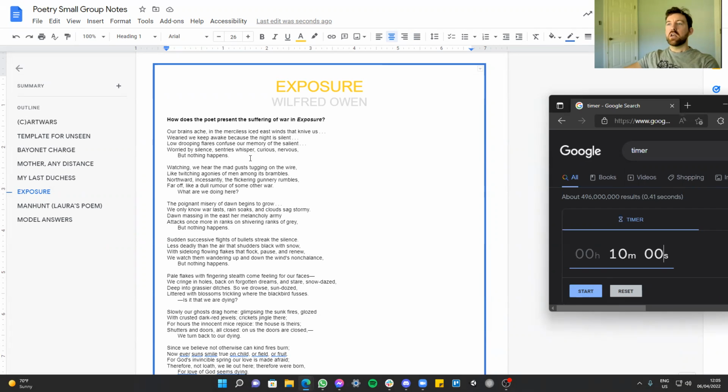I'll do it as a 10-minute timer. Once I start the timer, I will literally go through with you step by step how I'm going to create 3 paragraphs for this question of how does the poet present the suffering of war in Exposure. So this could be quite fun. And then we'll probably write one of those paragraphs.